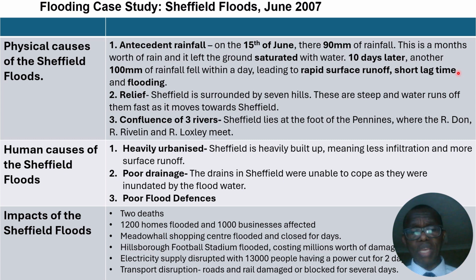Now, moving on to the impacts of the Sheffield floods. 2 people died during those particular floods, and they died from drowning, unfortunately. And then 1,200 homes were flooded, 1,000 businesses affected, etc. If you'd like to pause this particular slide and just read through those, please do. We'll move on to the next one.